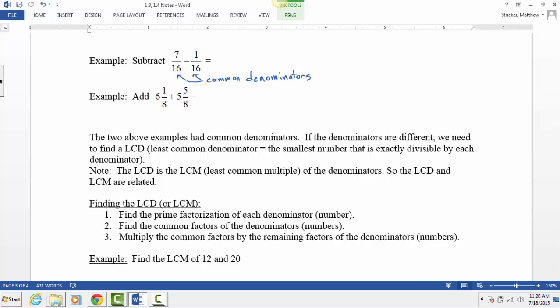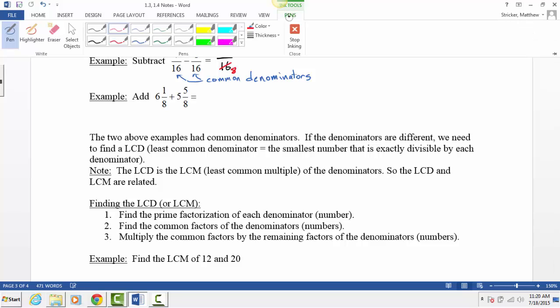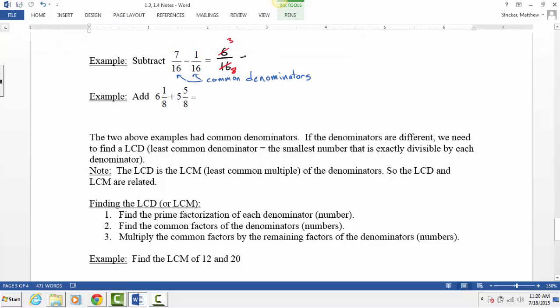So we can just go ahead and subtract. And the way we subtract is we subtract the top numbers. 7 minus 1 is 6, and the denominator stays the same. So we take 7/16 and we subtract away 1/16. We're left with 6/16. We again need to ask if we can reduce, and we can. The top number and the bottom number are both divisible by 2, so this reduces to 3 over 8. So that answer is 3 over 8.